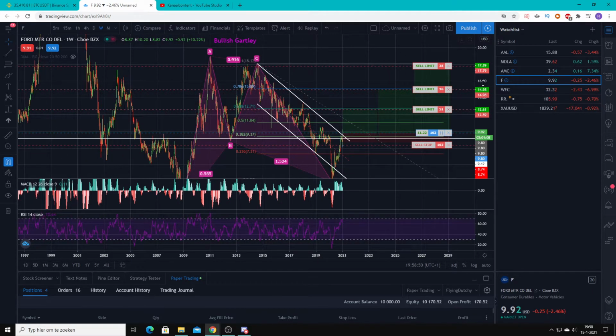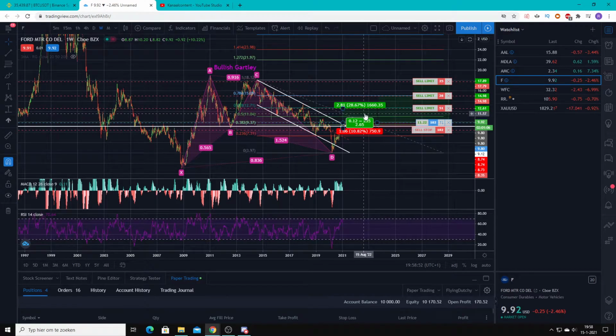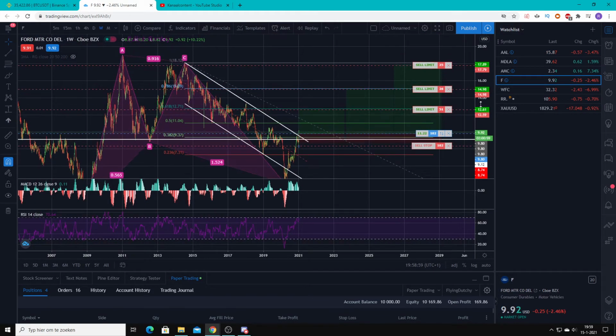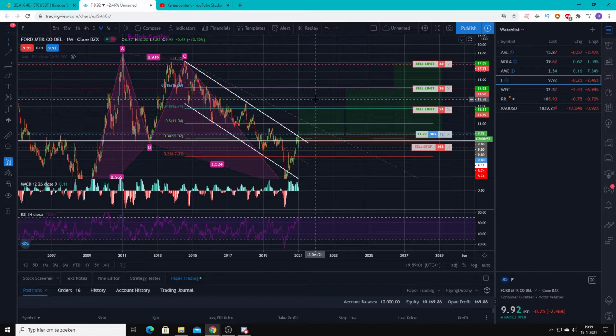Hopefully Ford will do well, and we will get our targets filled here. So it's a 2.6, not 1 to 3. So it's not perfect. It's really hard to find perfect trades, but yeah, I'm okay with this trade.